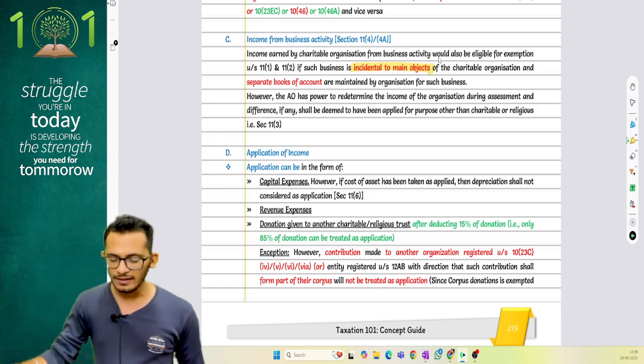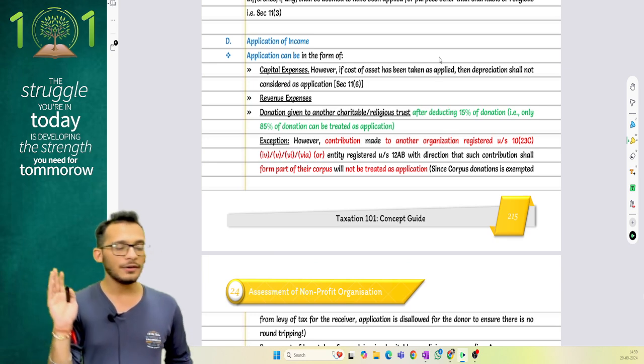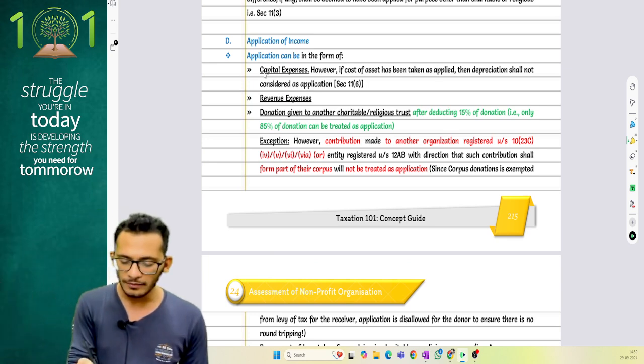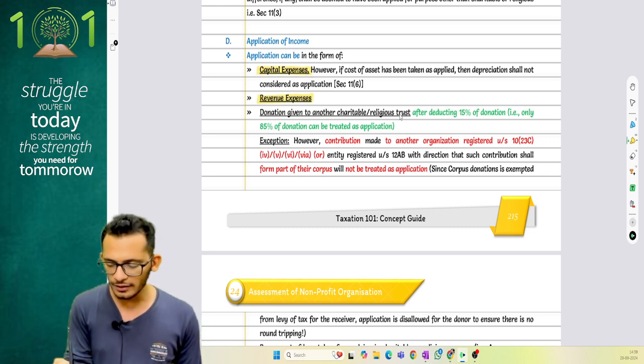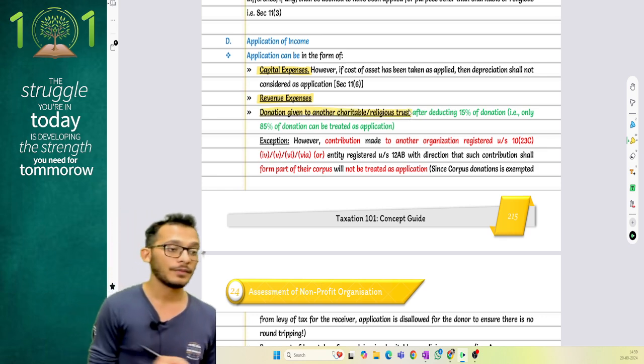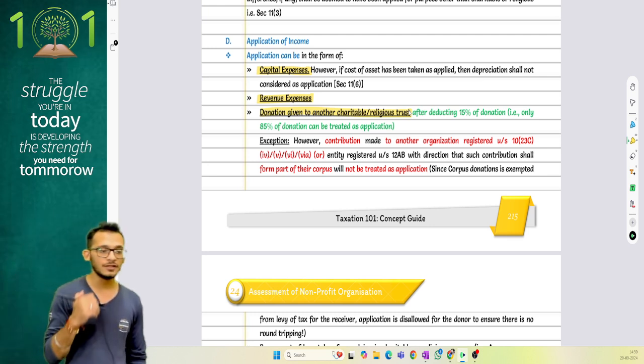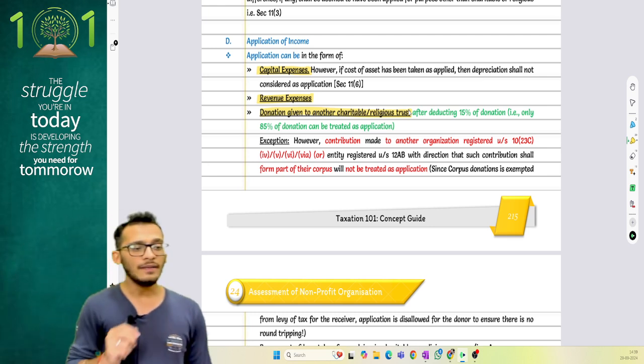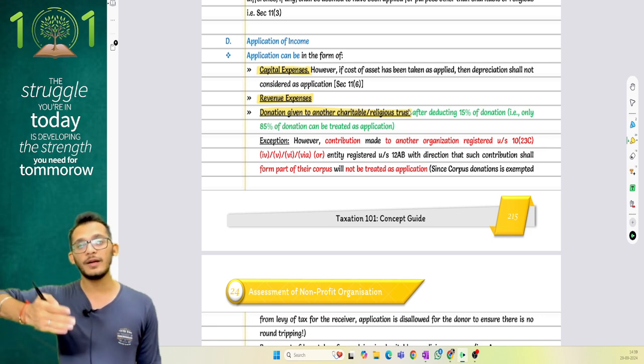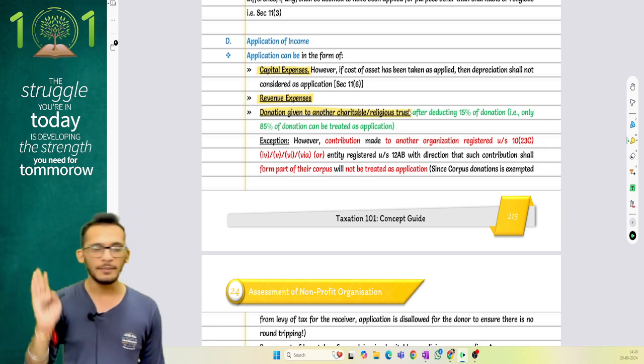Yes. Next, how do you apply your income, people? You have to apply your income in any of the following formats. You can use it for purchasing any capital assets, for any revenue expenses, or for giving donation to any other charitable organization as well. Any of the three reasons you can use this payment for. But please bear in mind that when it comes to capital expenses, if you use it for application, those assets are not eligible for depreciation.